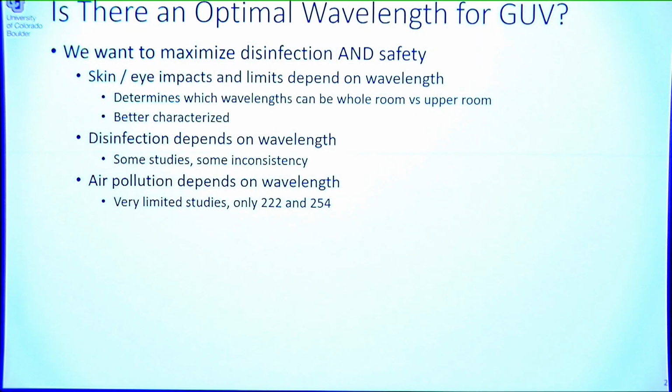So again, we all want to maximize disinfection and safety, and the first one to appreciate how good we need to have an airborne disease control technique that was acceptable. And we know, but then we have a bunch of different things that are wavelength dependent. The skin and eye we've heard about, also the disinfection depends on wavelength, and there is some inconsistency there between the studies. And the pollution depends on wavelength, but almost all the studies have been done at 222. There is one I know at 254 and not much for other wavelengths, even though we do have the knowledge to understand what happens there.